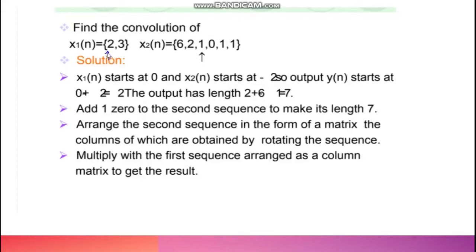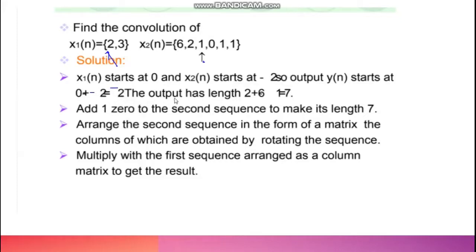We understood that our x1 of n starts at 0, and x2 of n starts at 1. This is 0, so this will be minus 1, this will be minus 2. So our x2 of n starts with minus 2. Our output y of n starts at 0 plus minus 2, that is minus 2.